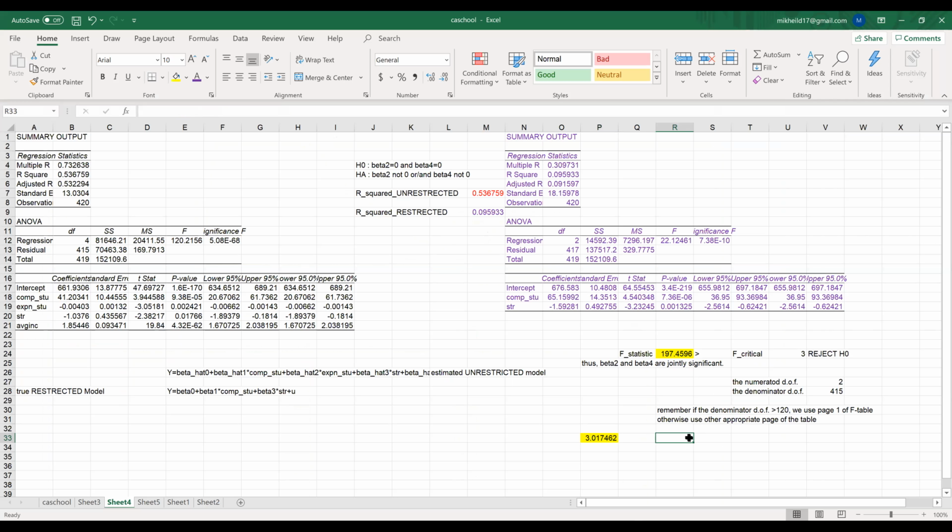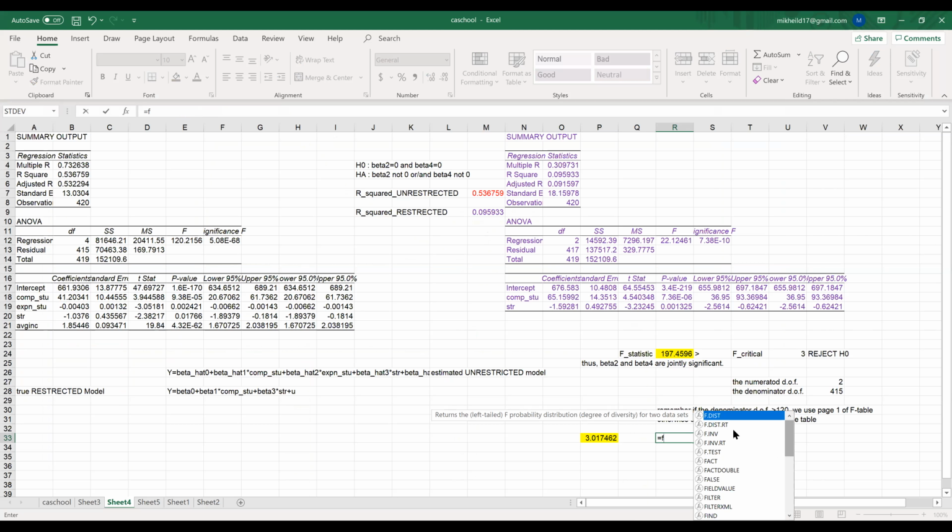So then what you do is that equals F inverse, RT. RT stands for the right tail. Sorry, not this, F inverse right tail. And then here you write what? You write that the significance level is 5%, 0.05, then comma, the numerator degrees of freedom here is 2, and the denominator degrees of freedom is 415.